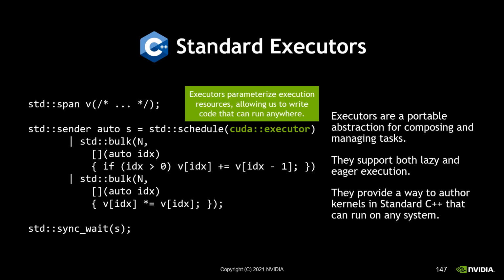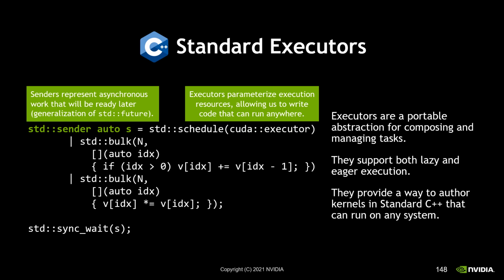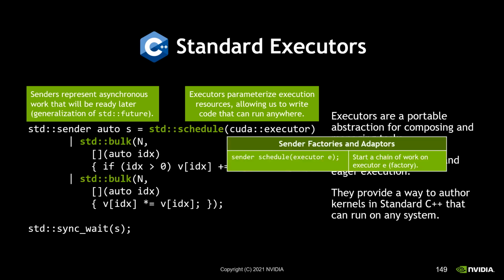Executors parameterize execution resources, allowing us to write code that can run anywhere. Executors are to execution what allocators are to allocation. Senders represent asynchronous work that will be ready later. They're a generalization of things like std::future. Sender factories and adapters are the basic building blocks of task graphs.